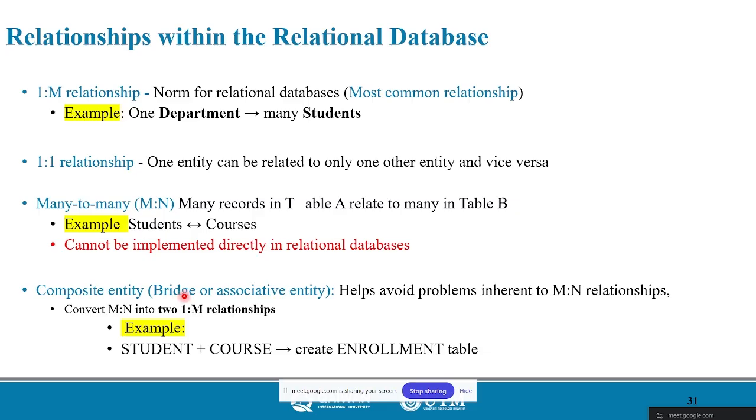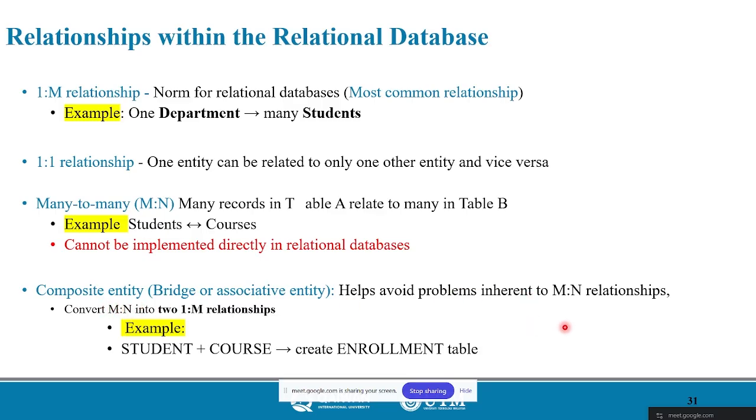Now, the composite entity or bridge entity or associative entity will solve this problem for us. It helps avoid problems inherent to M to N relationships. Now convert M to N into 1 to M relationships. Example, student plus courses create an enrollment table. You cannot fix the problem of students and courses directly, but you can create an enrollment table and have the ID of student and ID of the courses together in that table. That would be called a composite entity.